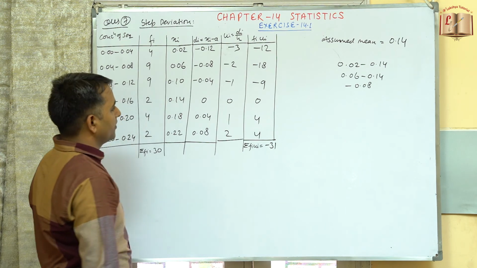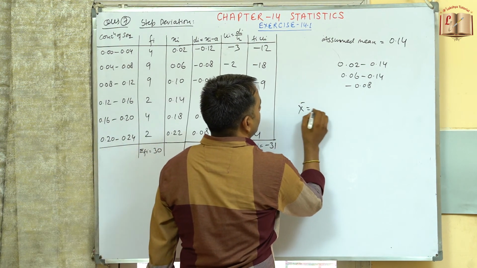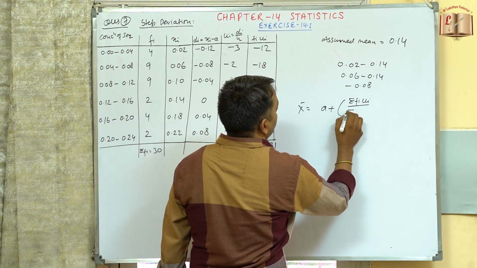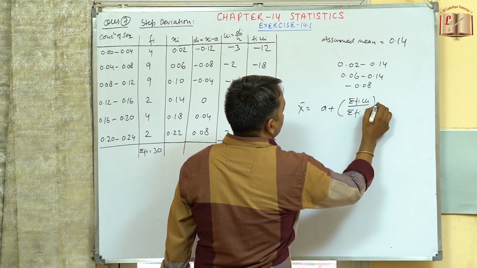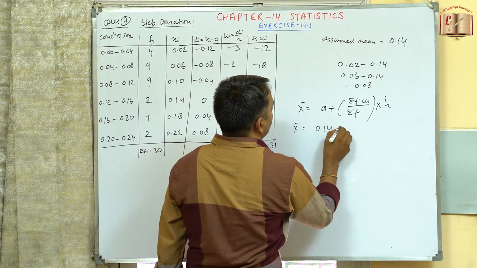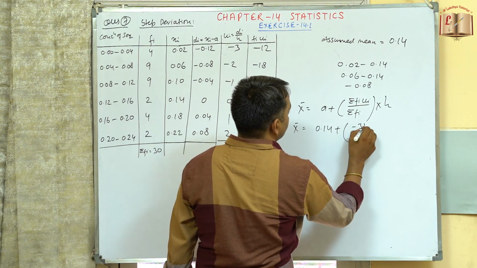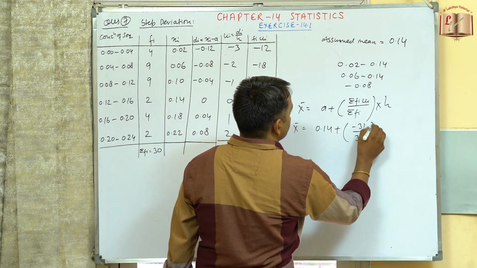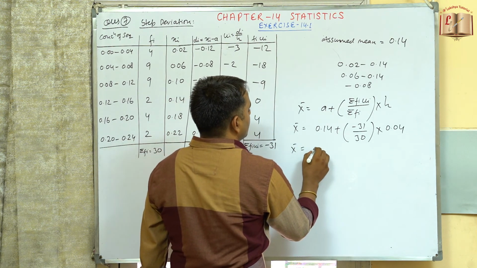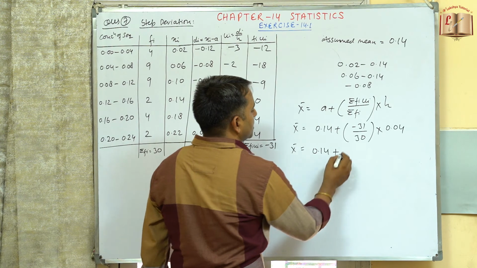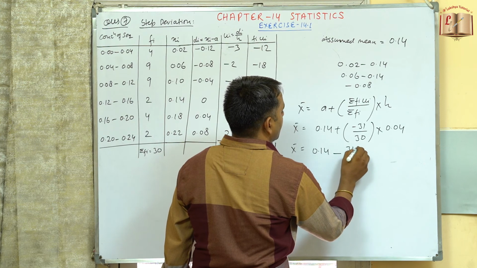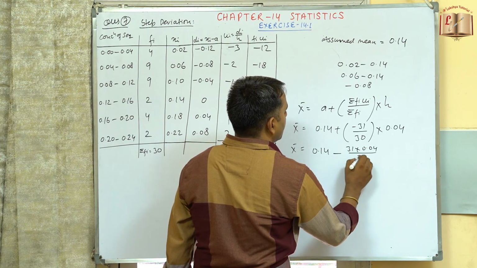Now we can calculate the mean. So mean will be equal to A plus sigma Fi Ui divided by sigma Fi, into H. So x bar will be equal to A is 0.14 plus sigma Fi Ui is minus 31 divided by frequency 30, into H is 0.04. So x bar will be equal to 0.14 plus, plus into minus will be minus, we can write minus 31 into 0.04 divided by 30.